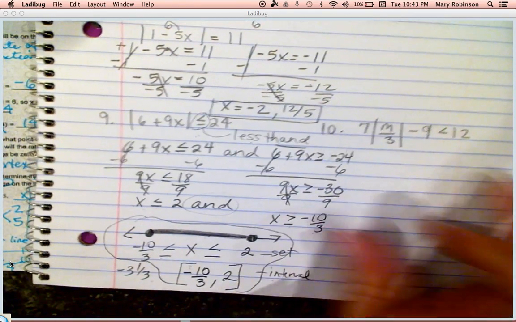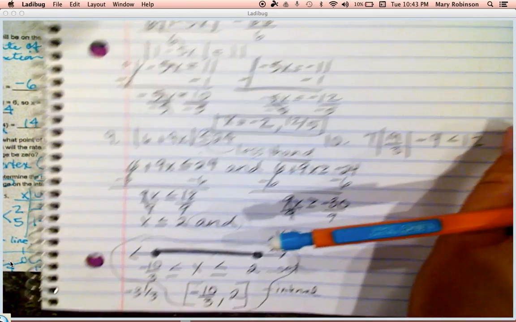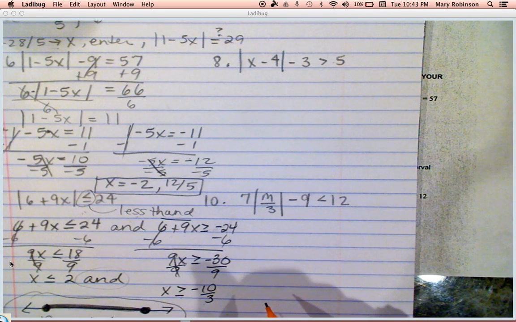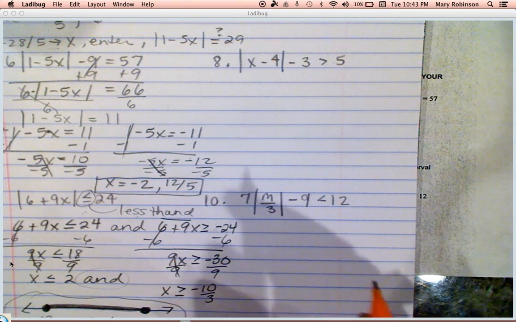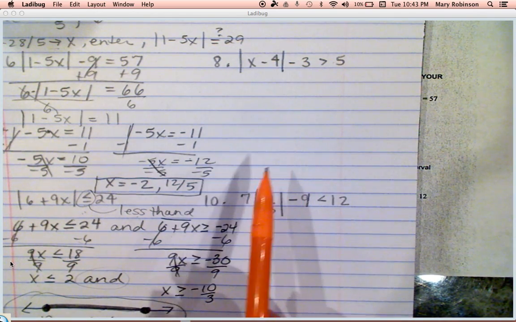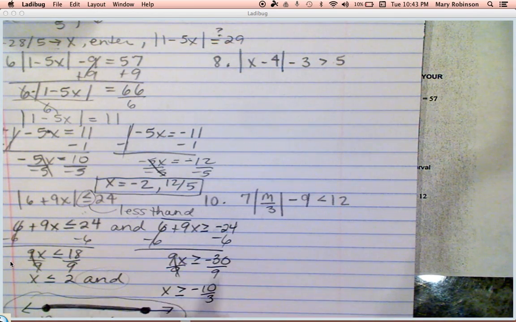Okay? And lastly, number 10. For number 10, I'm going to do similar to how I did over here for 9 in that, well, actually, I forgot 8. I'm so sorry I skipped 8. I'll go back to that after I do 10.